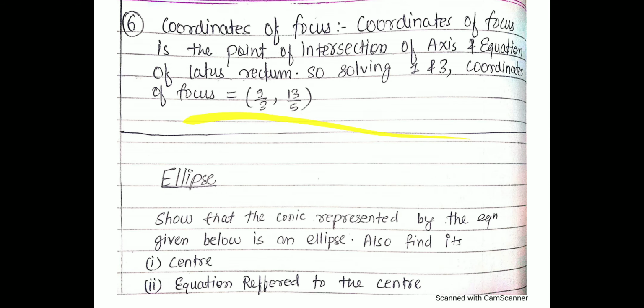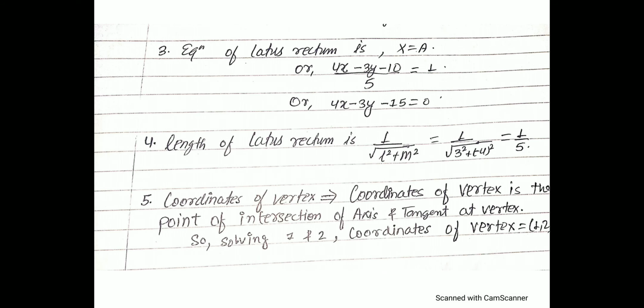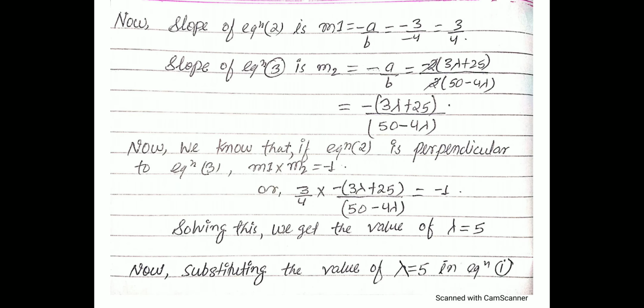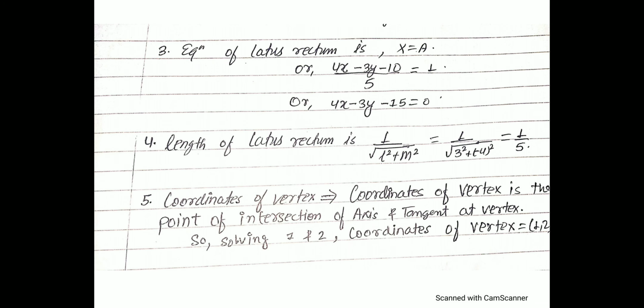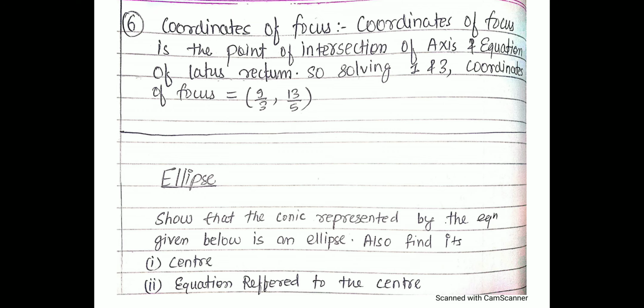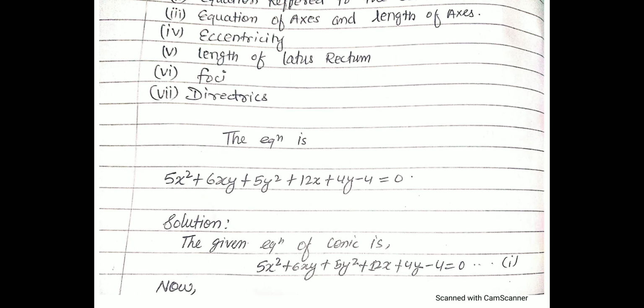So let's move to our next question, that is the ellipse. The question from the ellipse is to show that the conic represented by the equation given below is an ellipse. Also find its center, equation of axis and length of axis, eccentricity, length of latus rectum, foci, and directrix. So we have to find this many things.